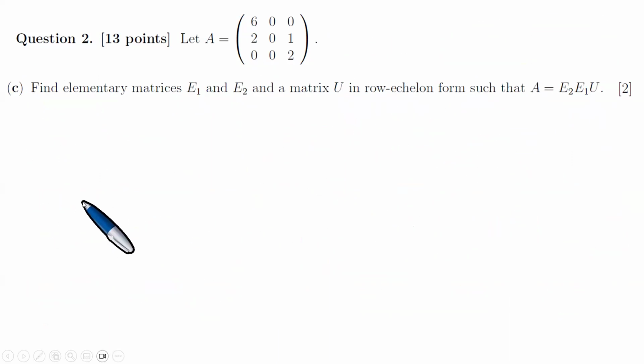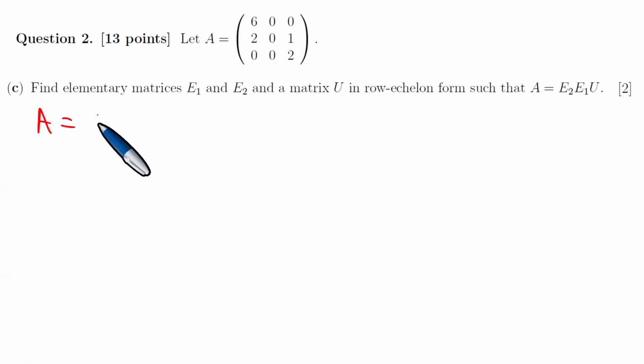Find elementary matrices U1 and U2 and a matrix U in row echelon form such that this is the case. So this is the kind of thing you're talking about, where you have several elementary matrices. I want us to look at these and just use that theorem and that lemma. For example, what would we do here?